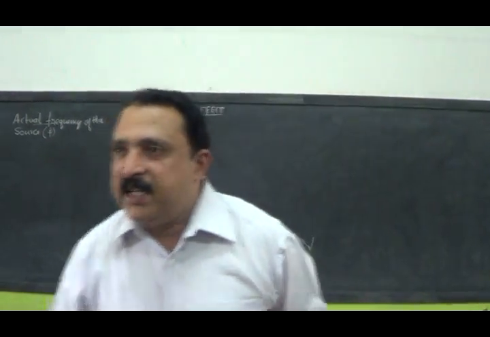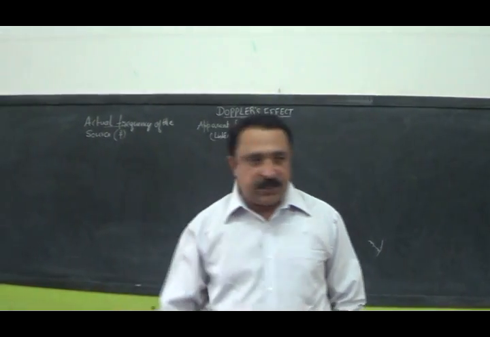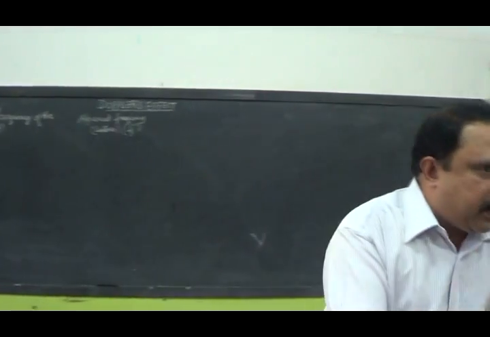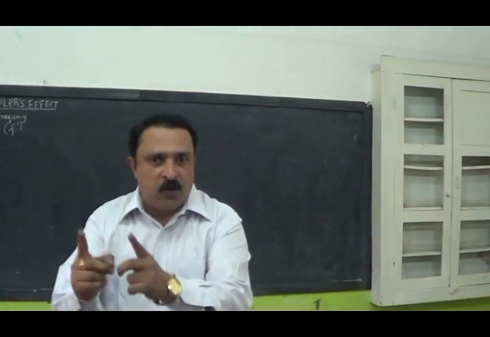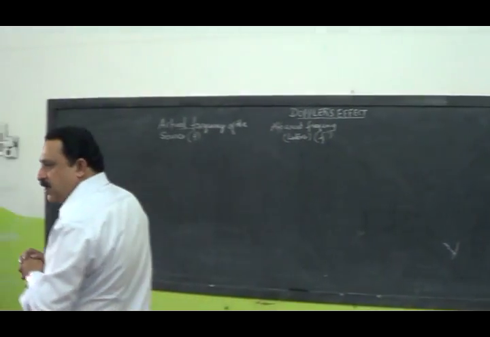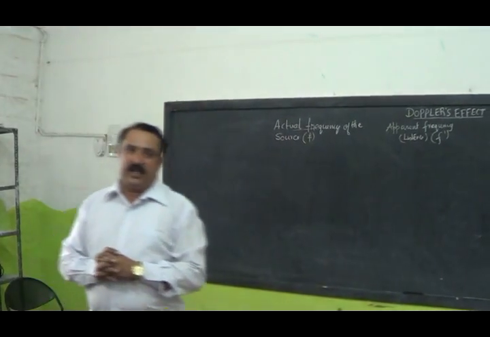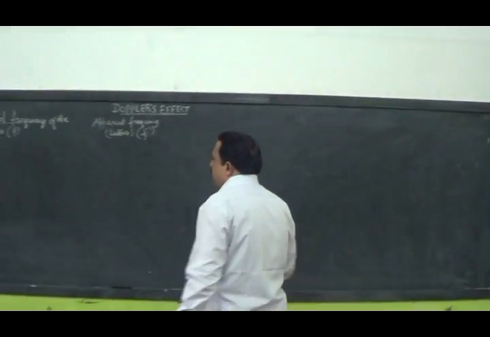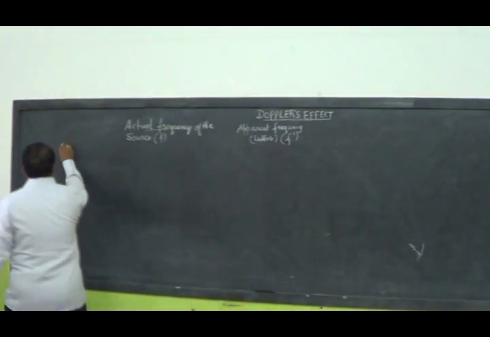when the source and the observer are in relative motion is called Doppler's effect. Are you understanding the definition of Doppler's effect? I repeat once again, the change in the value of the apparent frequency when the source and the observer are in relative motion is called Doppler's effect. Now, to understand Doppler's effect, we need to understand some basics.